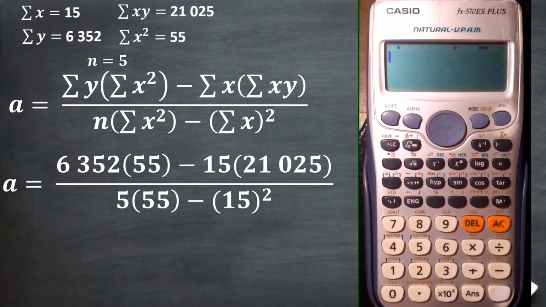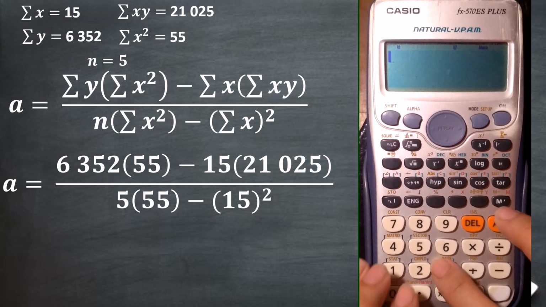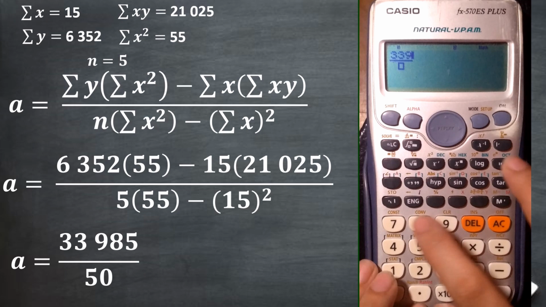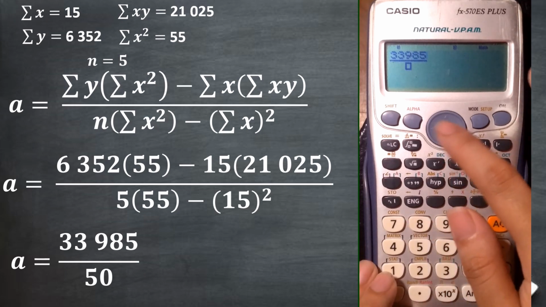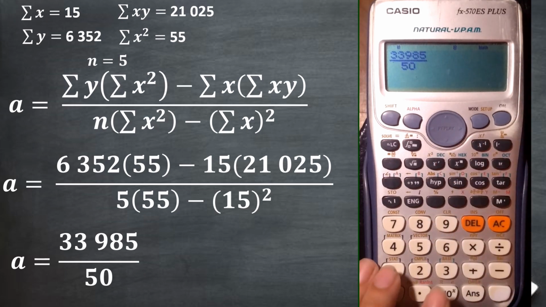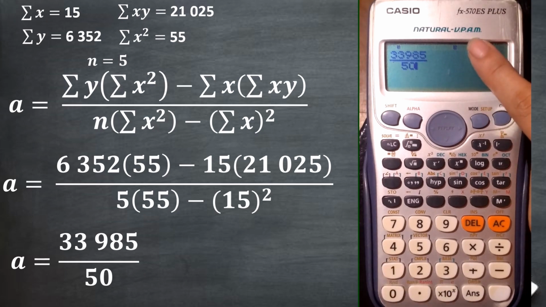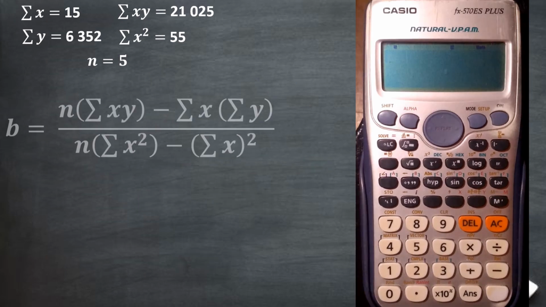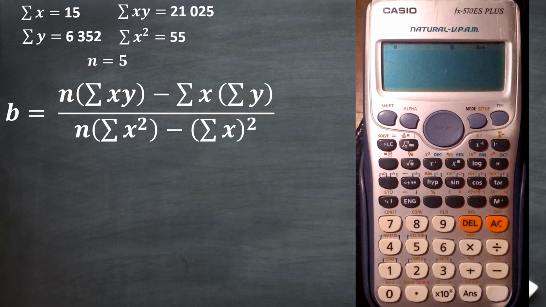Then dividing the value in the numerator and the denominator, we have 33,985 all over 50. You can use this fraction symbol, or you can also use a division sign. So pressing equal sign, the answer is 679.7. We have to solve for the value of B. So here's the formula for B, or the slope.